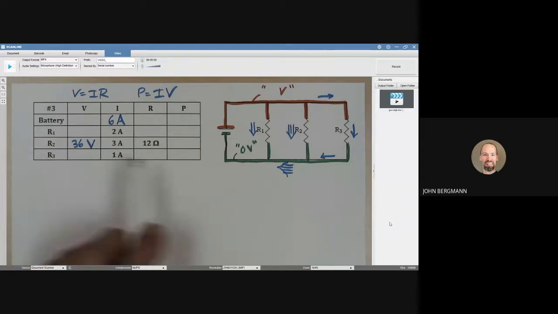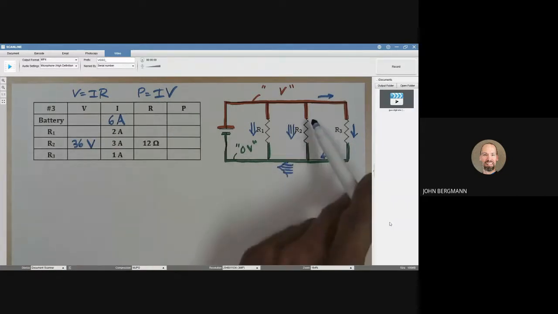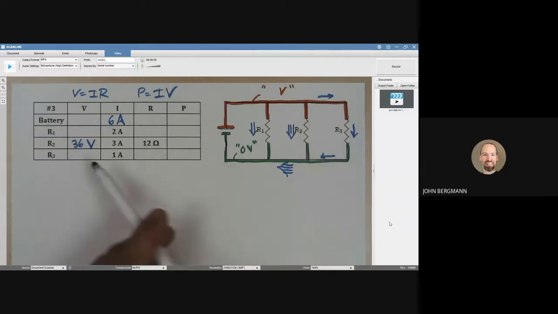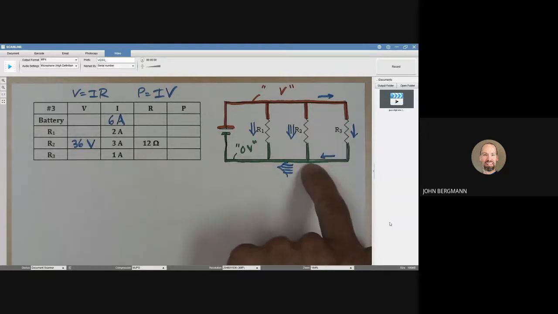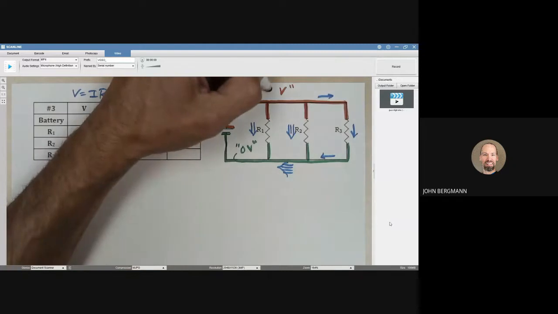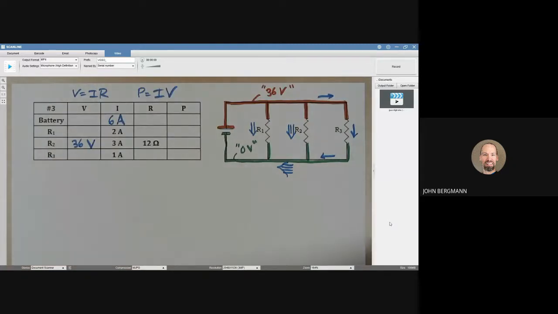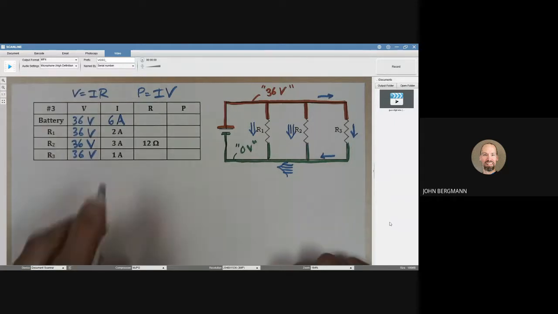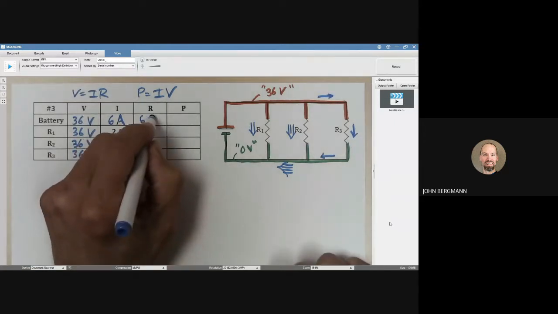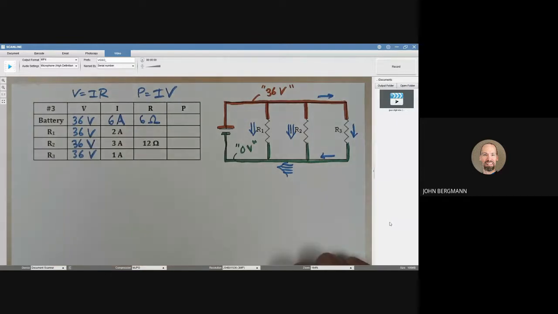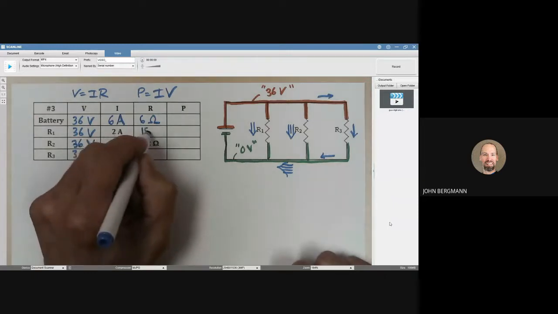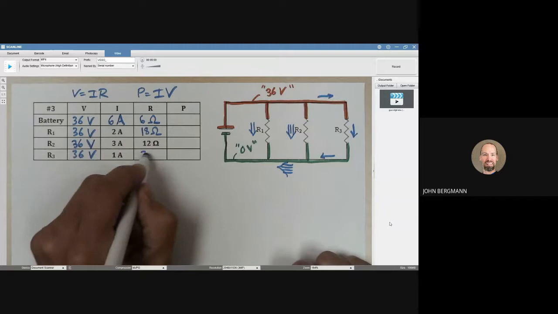What are we seeing now? I'm seeing across resistor 2, we have 36 volts of electric pressure. That's what we have in the table here. And that means that red to green in my diagram here is 36 volts difference, which means across every element in this circuit, there is a 36 volt pressure difference, which means the resistance that's felt by the battery is going to be 6 ohms. Once again, that's not the resistance of the battery, that's the resistance that the battery perceives as it's pushing charge. This is going to be 18 ohms, and this is going to be 36 ohms.